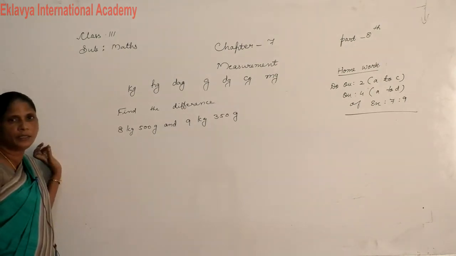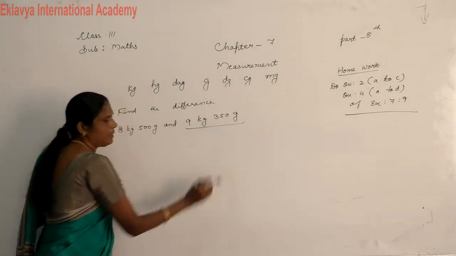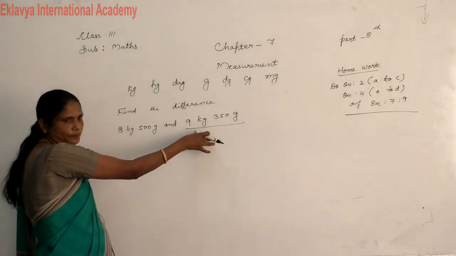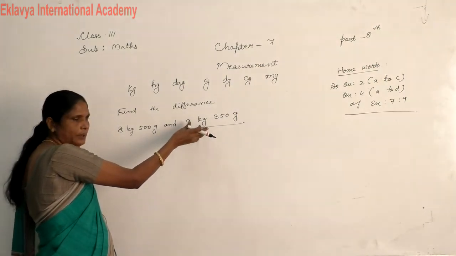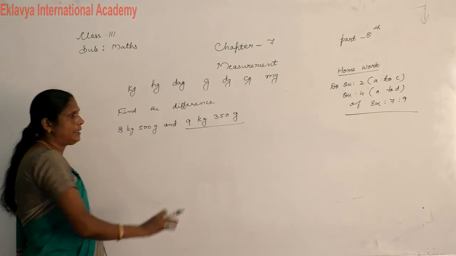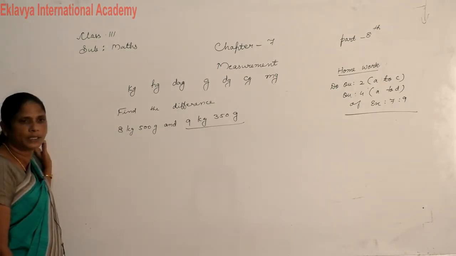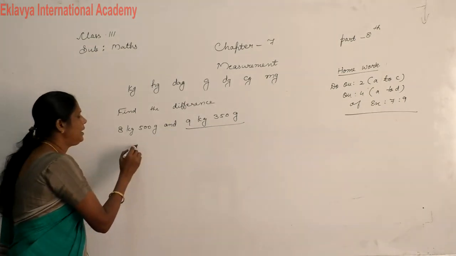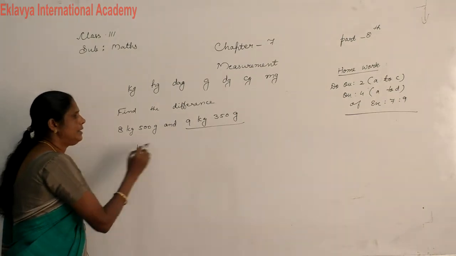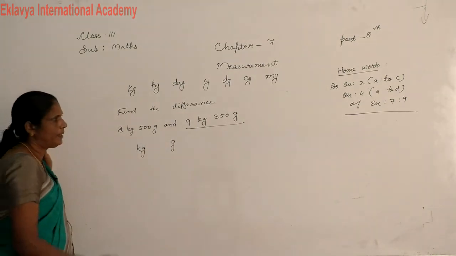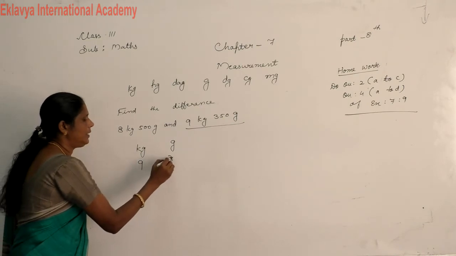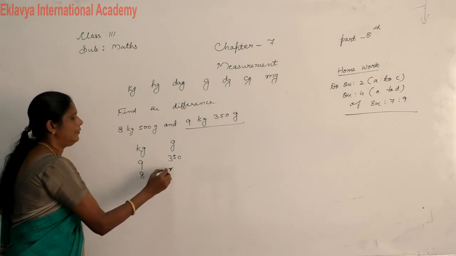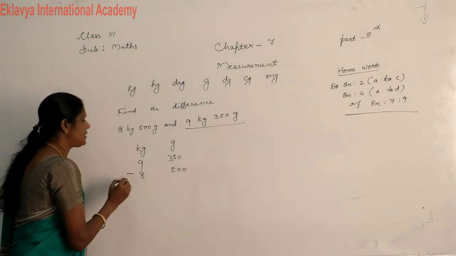Which number is bigger here? This number is bigger. Therefore, you write this number first. Understand? Which number is greater here? This number, 9 kg 350 gram, is greater. Therefore, you write this number first. Again you make kg and gram, 2 columns. 9 kg 350 gram. Then 8 kg, then 500. Now you subtract the numbers.